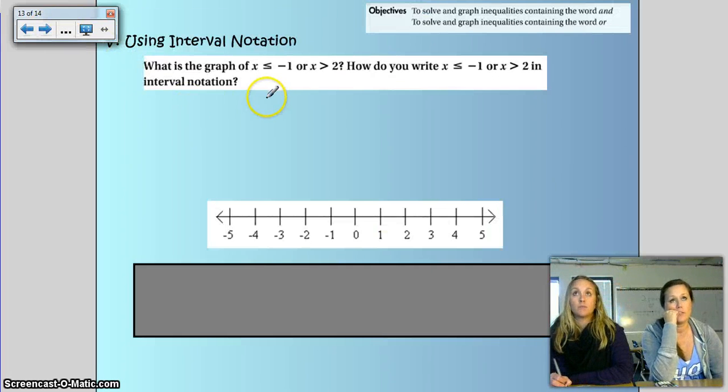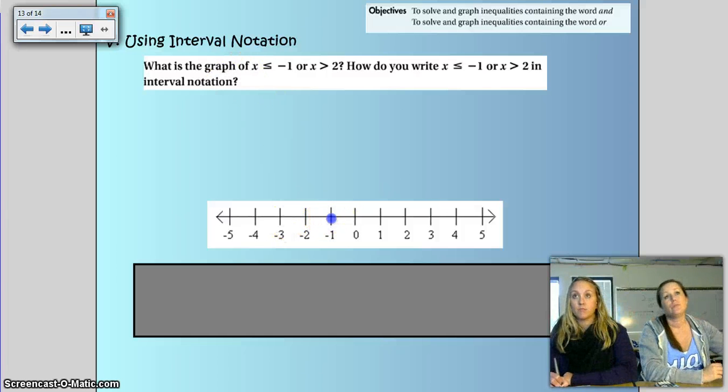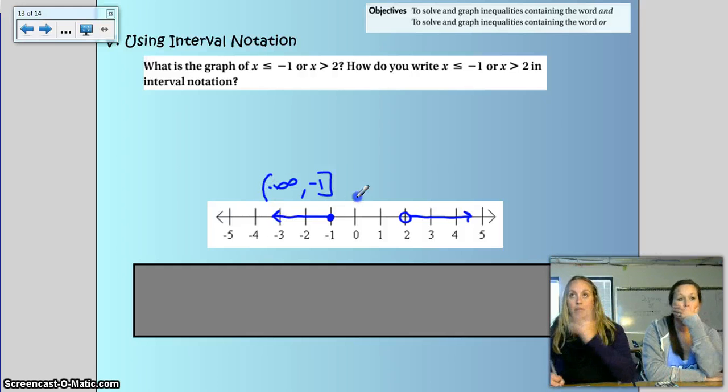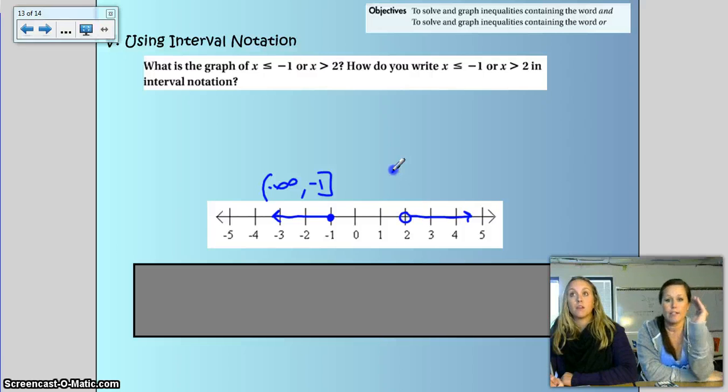Okay, so we've got 1 minute to get through 2 things. What is the graph of x is less than or equal to -1 or x is greater than 2? So let's graph it first. Closed dot at -1, shade left, and then open at 2, shade right. So I know I have a bracket here at -1. I can work backwards and then do my negative infinity, and it's always a parenthesis. This one, parenthesis at 2, comma, infinity, that's positive. There you go.